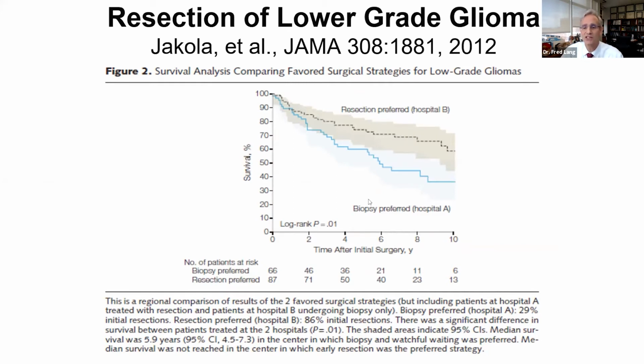And it turned out by chance that for the patients who went to hospital A, the philosophy there was to perform a biopsy and a watch-and-wait approach, whereas the patients who went to hospital B all underwent a radical resection. And when they looked at the outcome of these essentially randomized patients, because they were forced to go to the hospital in their area, it turned out that the patients who underwent the biopsy had a median survival of 5.9 years, whereas the patients who underwent the radical resection had not reached the median at over 10 years of follow-up and observation. So this is very strong, near class 1 evidence that the greater the extent of resection, the more radical the resection, the longer the person will live.